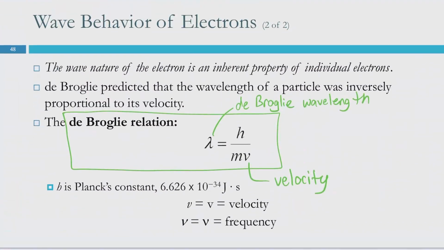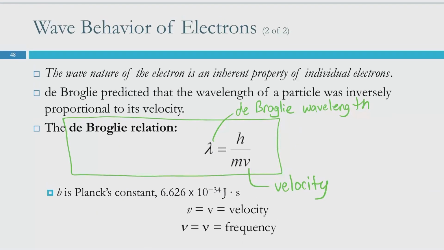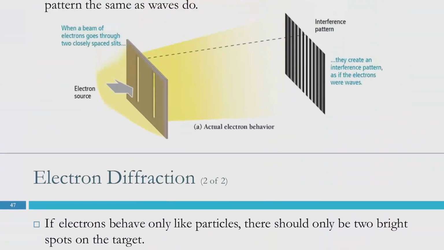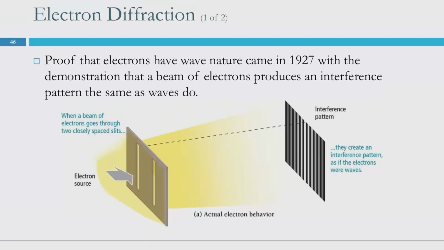So every object, especially electrons, especially small objects, when they're traveling, have a particle behavior, but they also have a wave component to them. We calculated the de Broglie wavelength for a baseball, as well as some other stuff.